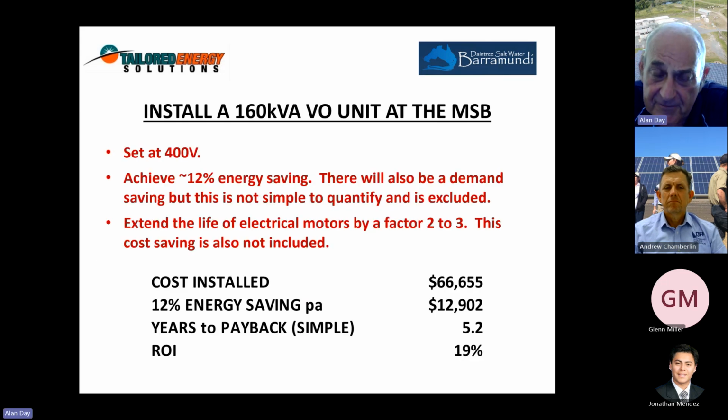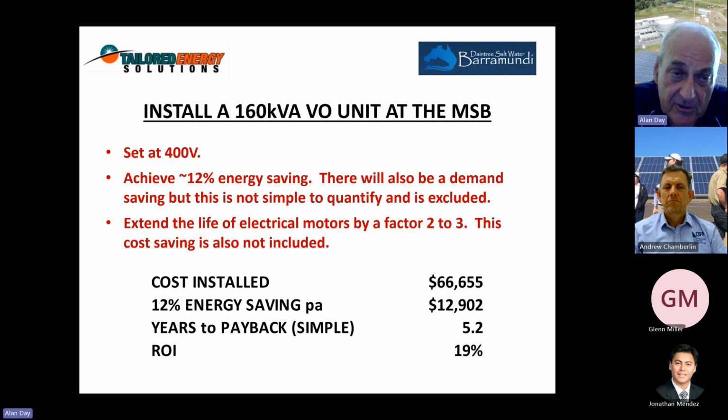So cutting to the chase, if you like, I won't go into the sizing of the unit for the Daintree farm, but basically if you install a 160 kVA optimizer at the MSB, and this is a unit that has to sit between the transformer, the Ergon transformer, which is a 600 kVA at the side of the property, and the MSB. So it's in series. So it's a serious shutdown job to install it, but otherwise not that complicated.